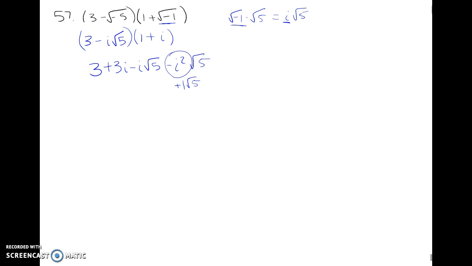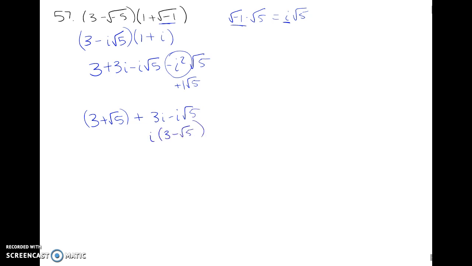So you have 3 plus root 5, that's the real part of your complex number, plus this is 3i minus i root 5. Okay, so I can factor the i out of that. I have i times 3 minus root 5.